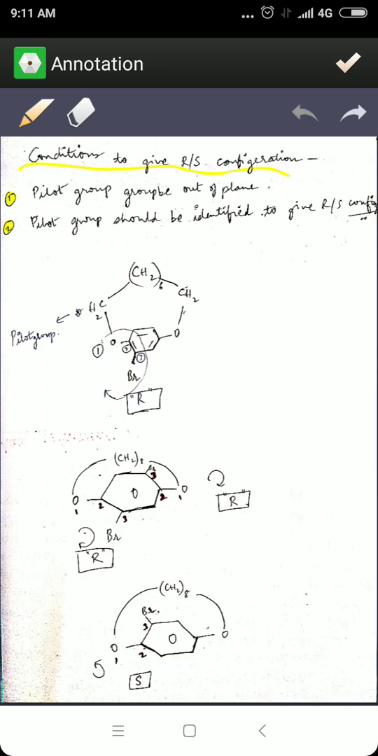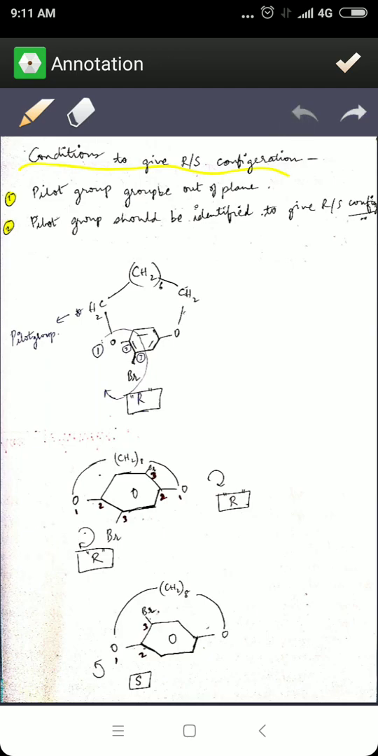Now, once you identify the pilot group, let us start numbering. Oxygen always gets position 1 and the subsequent carbon 2, and then the third carbon is going to be attached to the bromide, and fourth is going to be the bromide. You can also give numbering for bromide as 4. Now since it is in the clockwise direction, it is going to be assigned as R.